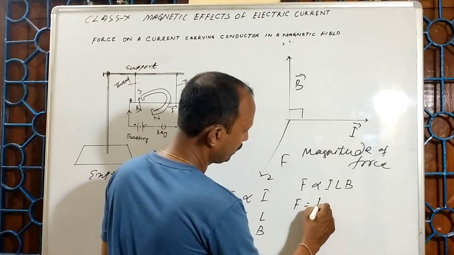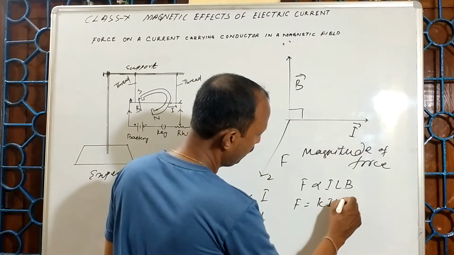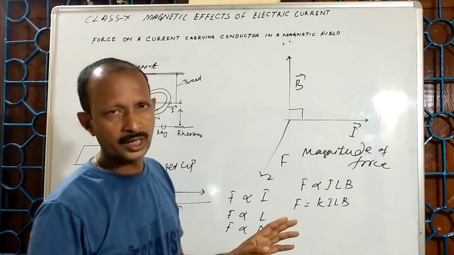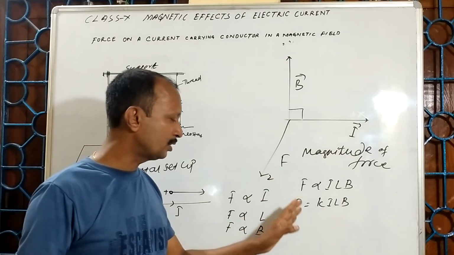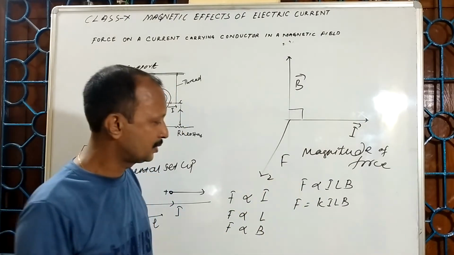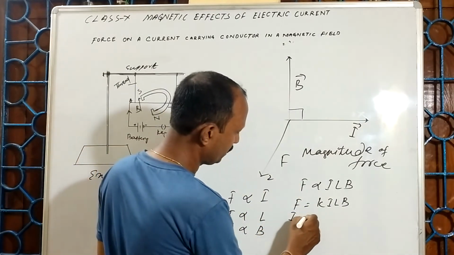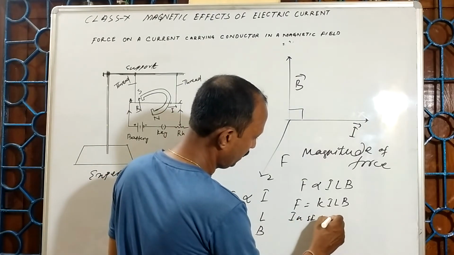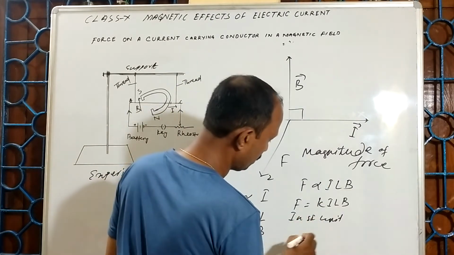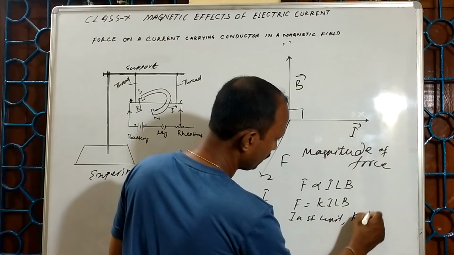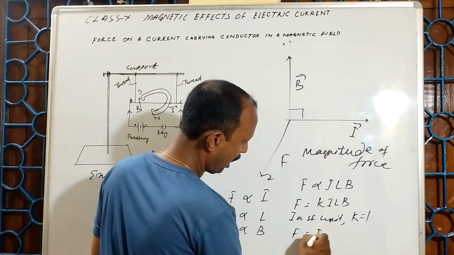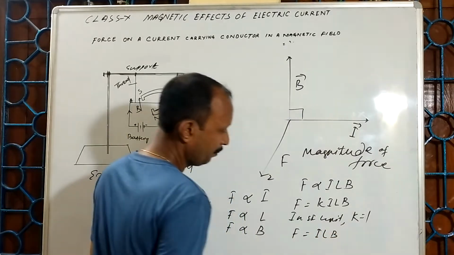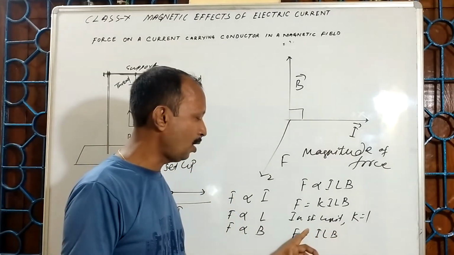If I combine these three, F is proportional to I L B, or I can say that F equals K I L B, where K is a constant of proportionality. It depends upon the system of units. So in SI units, the value of B is such that K equals 1. If K equals 1, then F equals I L B.